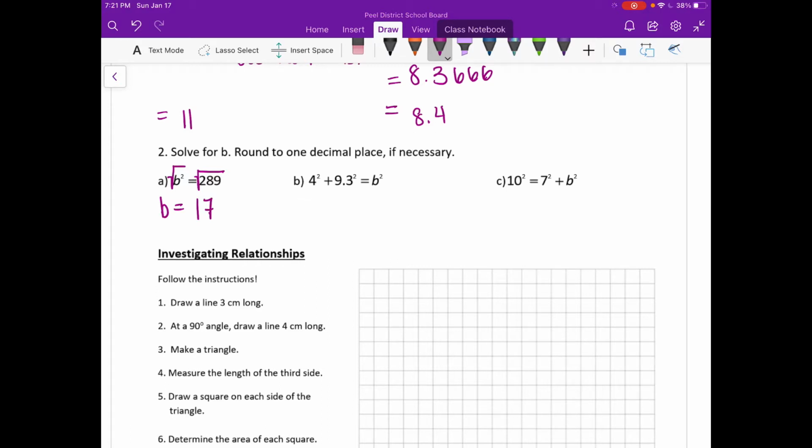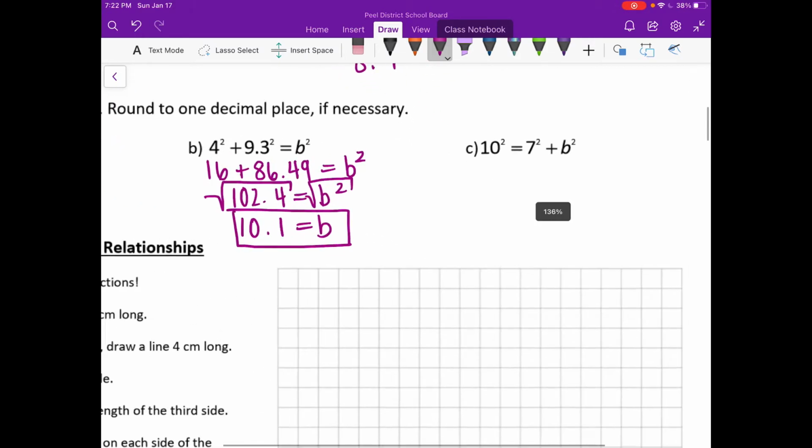Same thing. First things first, I have to add these together before I square root, so let's go and do that. Let's simplify that. So 4 squared is going to be 16, plus 9.3 squared, which is going to be 86.49, I just put it into my calculator, right, equals b squared. So I'm going to add those two together. I'm going to get 102.49 equals b squared. And if I want to get rid of the squared on both sides, I'm going to square root both sides. And the square root of 102.49 is going to be 10.1, one decimal place, equals b.